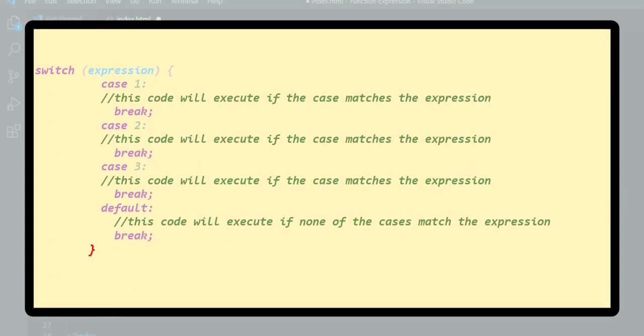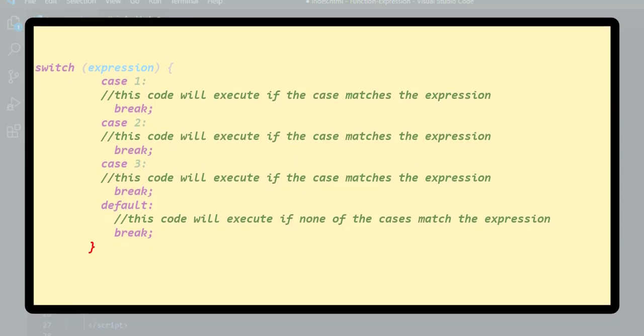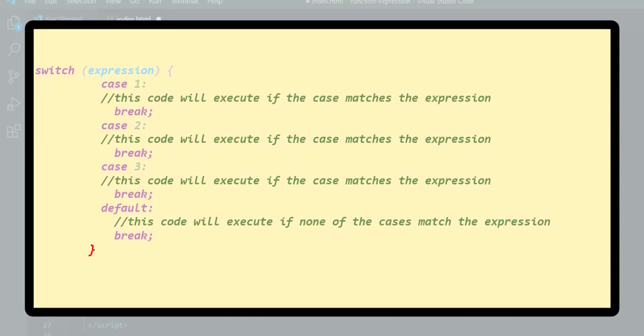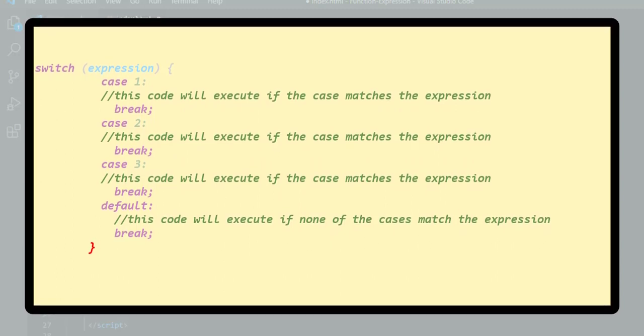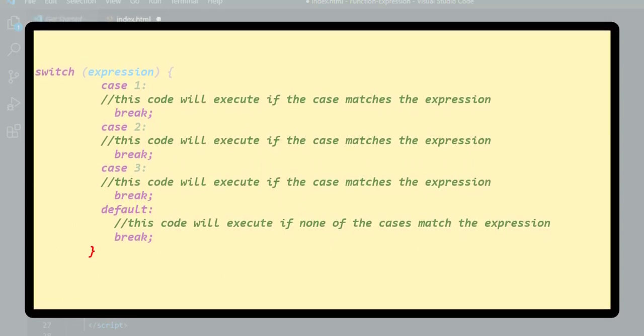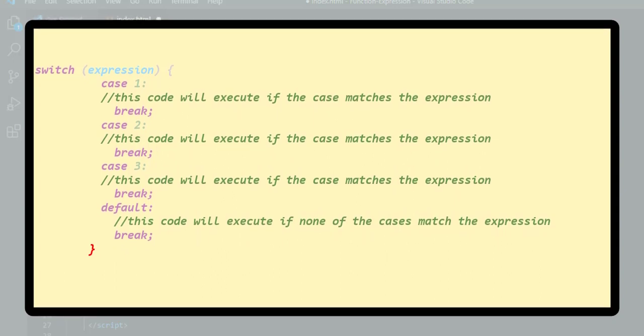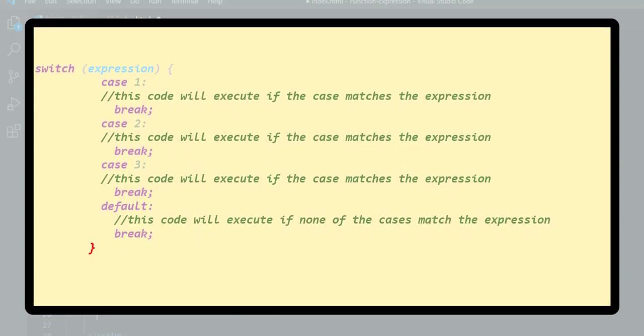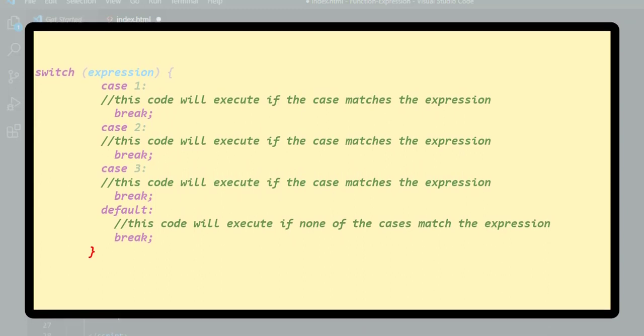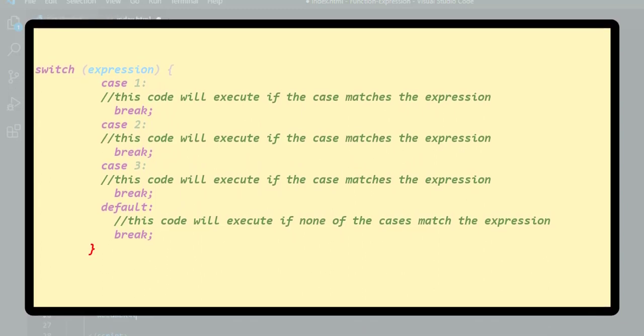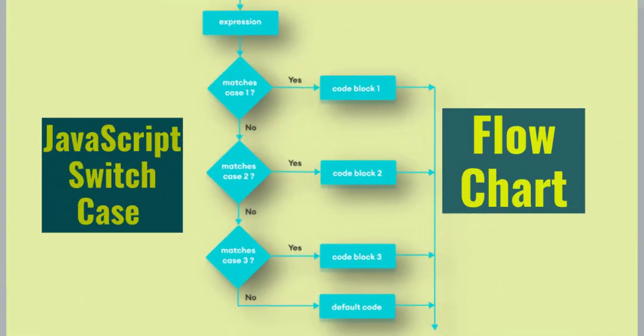the computer will go through the switch statement and check for strict equality between case and expression. If one of the cases matches the expression, then the code inside the case clause will execute. If none of the cases matches the expression, then the default clause will be executed. So from here we have the flow diagram.